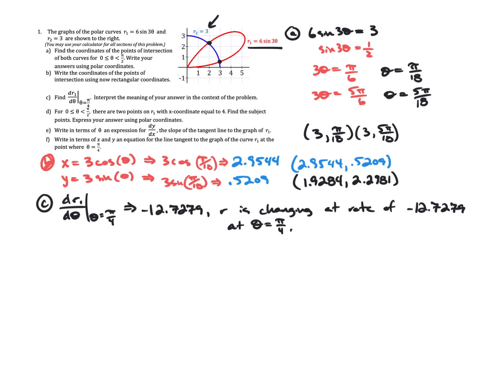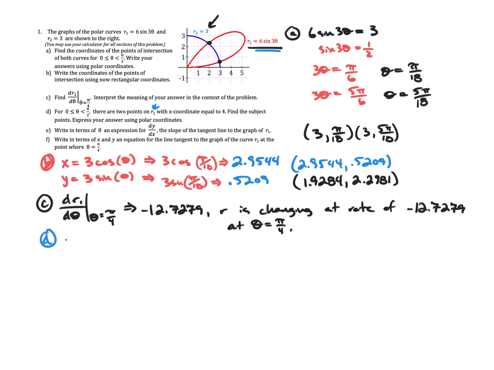For 0 ≤ θ < π/2, there are 2 points on R1 with x coordinates equal to 4. Find the subject points. Express your answer using polar coordinates. All right. So I need x equaling what? 4. So very similar to what we did for parametrics. It's in R1, and R1 is 6 sine of 3θ.